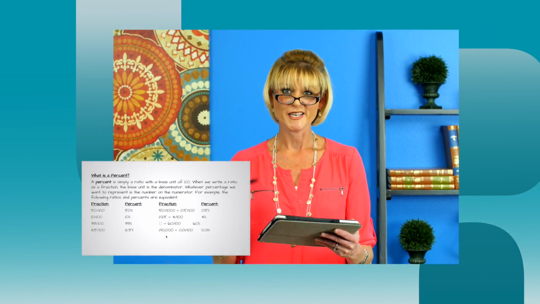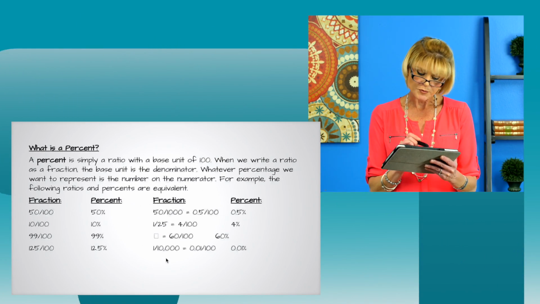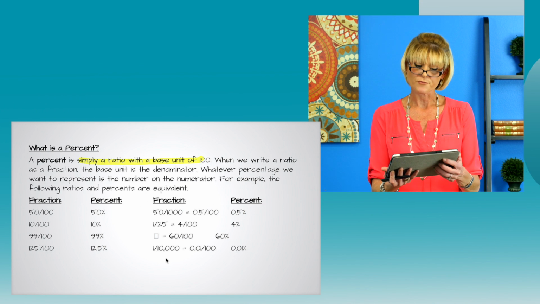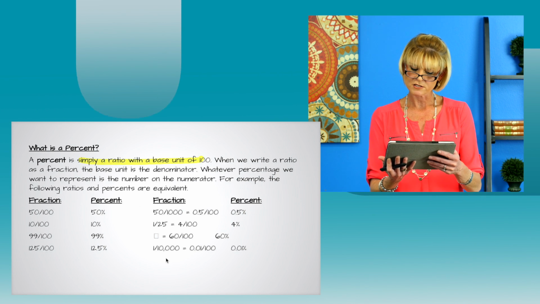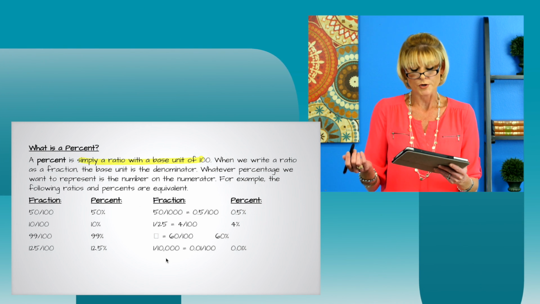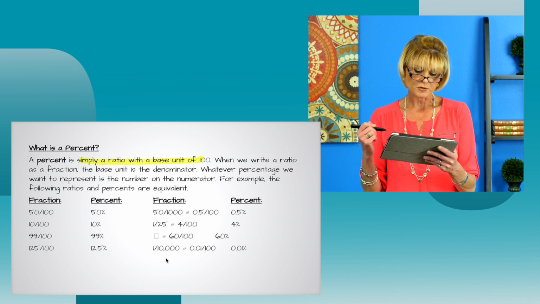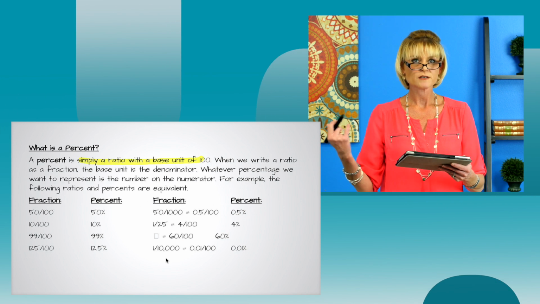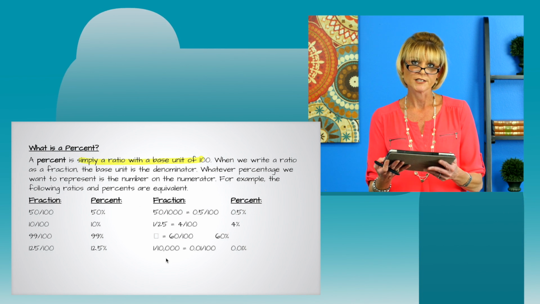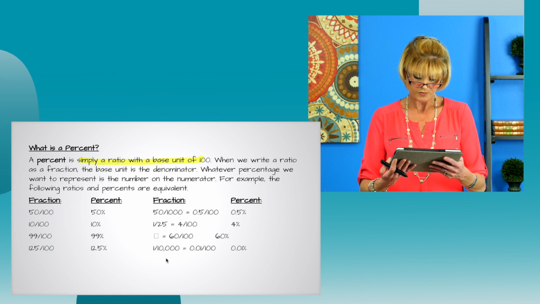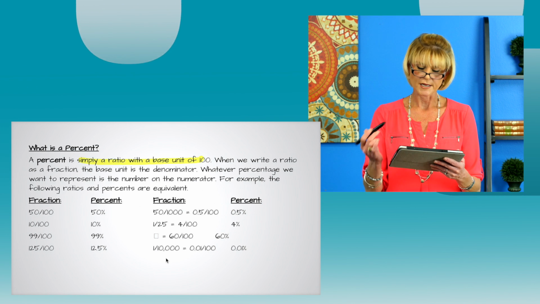Let's start by talking about what is a percent. A percent is simply a ratio with a base unit of 100. So when we write a ratio as a fraction, the base unit is the denominator. Whatever percentage we want to represent is the number on the numerator. So for example, the following ratios and percents are equivalent. And I won't read all of them to you, but you can see 50 over 100 is 50%. 10 over 100 is 10%. 125 over 100 is 125%, and so on and so forth.